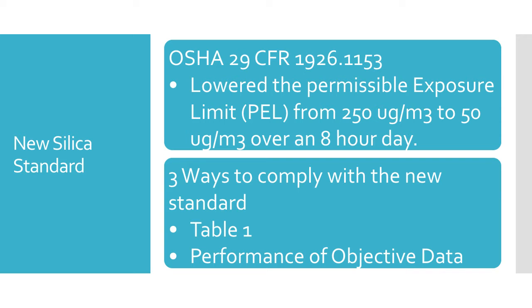The preferred method is using Table 1 that was created by OSHA to assist companies with understanding what the control requirements are for certain activities listed in the table. The second way to comply is to use objective data provided by manufacturers of tools and materials like Hilti, DeWalt, and USG, or other third-party groups, showing that employees' exposure would be below the PEL.